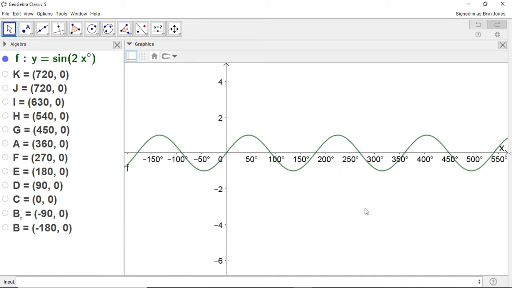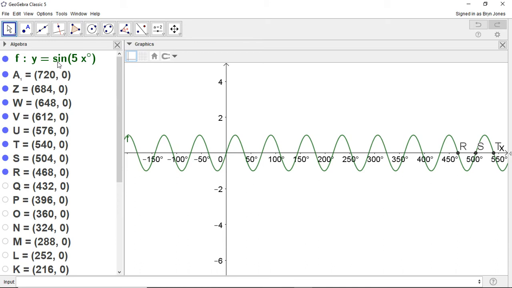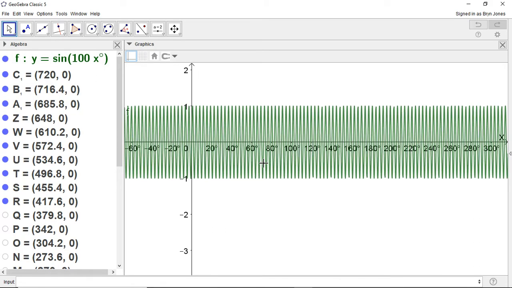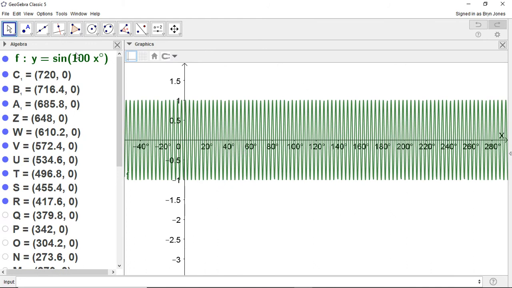Okay, so notice that when I put 2x in, it's changed. It seems to be repeating itself more often. Let me make it 5 and let's see what happens. Can you see the sine wave's getting squished together? Really what's happening is it's repeating itself more and more and more. Okay, so if I do something like 100x, you might think it's going to be very close together. Yeah, I'd have to zoom in quite a way to start to even be able to see this.